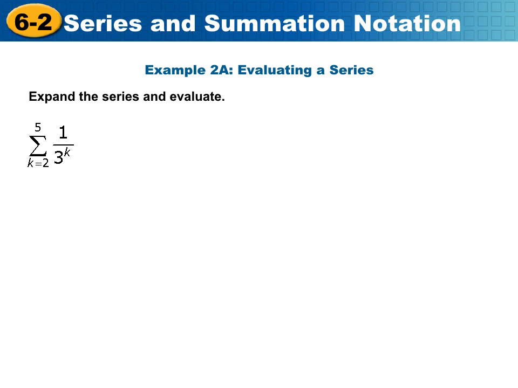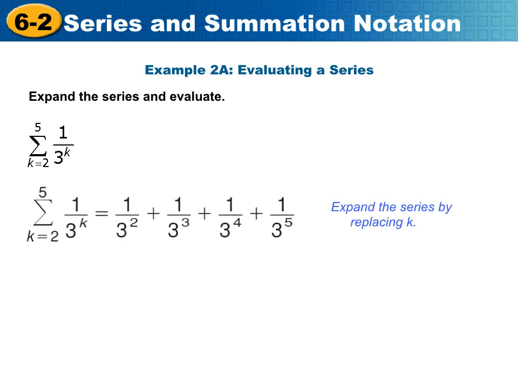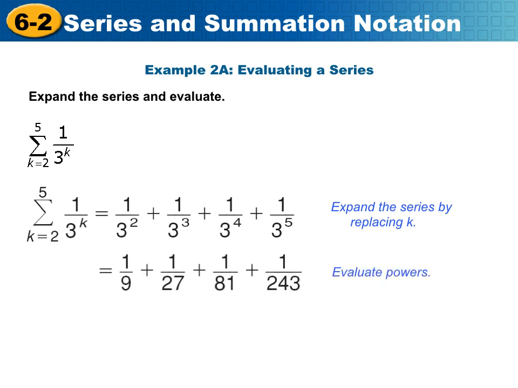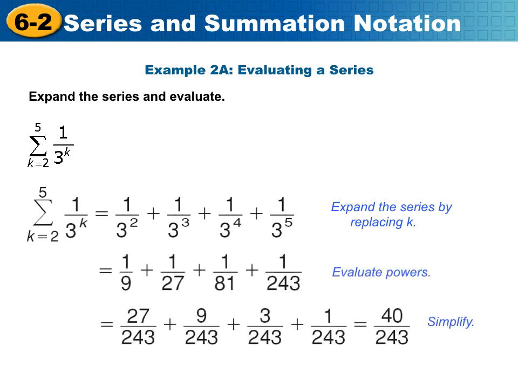So what is the first thing we're going to do? You are going to substitute numbers from 2 to 5 one by one for k and add them up. So the first number here is 2, so 1 over 3 squared, plus second number is 3, 1 over 3 cubed, plus third number is 4, 1 over 3 to the 4, plus the last number is 5, 1 over 3 to the 5. So we expand the series and add them up, evaluate, simplify. The result becomes 40 over 243.